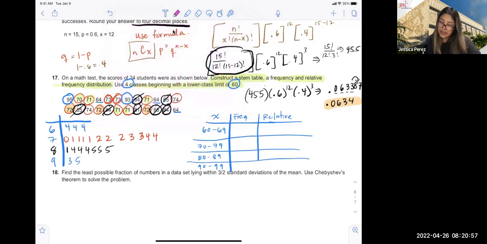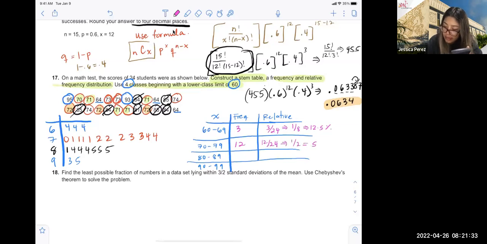So between 60 and 69, how many do I have? Well, I have 1, 2, 3. This is 3 out of 24 in total. You have to simplify. This is 1/8. So 1/8 as a fraction, as a percentage, 12.5%. Now between 70 and 79, there's 1, 2, 3, there's 12 of them. So 12 out of 24, this is 1/2 or 50%.